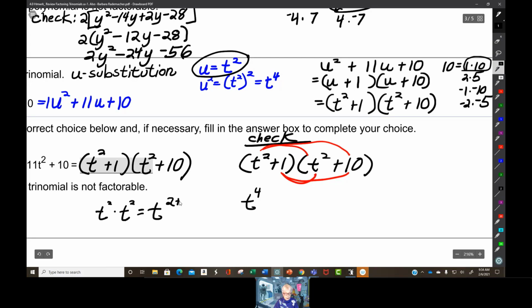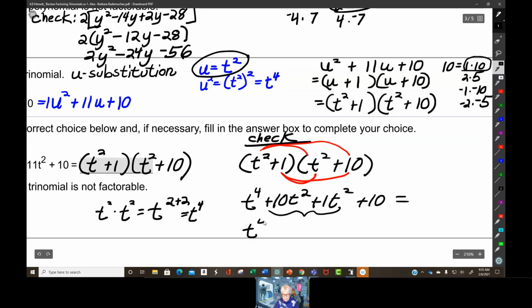To the 2 plus 2, and 2 plus 2 equals 4, so that's t to the fourth. That's how I know that. All right, so t squared times t squared is t to the fourth. T squared times positive 10 is plus 10t squared. Plus 1 times t squared is plus 1t squared. And plus 1 times plus 10 is plus 10. So these are like terms.